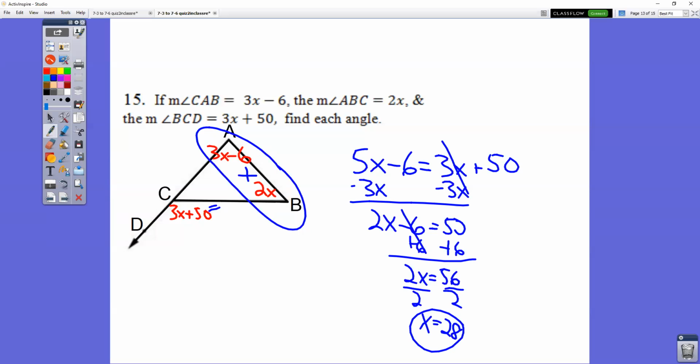Take that and sub it back in. So what we end up having is an angle of 78 here at the top. We have an angle of 56 here. And our outside angle is 134. Always make sure your answer makes sense. 78 plus 56 equals 134. You'll have 2 of those on your quiz.